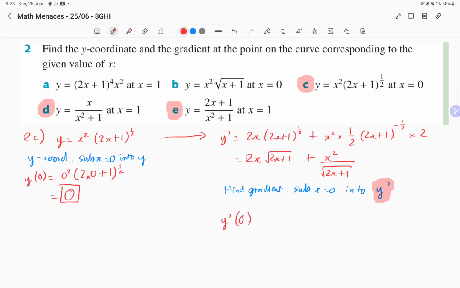So for question 2, they're trying to differentiate between y coordinate and the gradient. The y coordinate is found by subbing into the original equation, and the gradient is found by subbing x into the derivative. Yeah, that's the main concept of question 2.